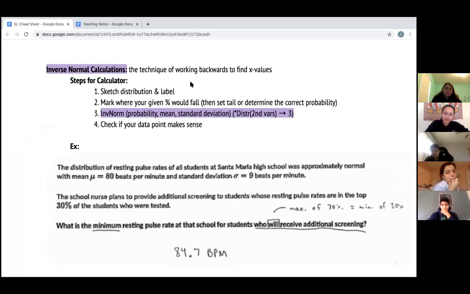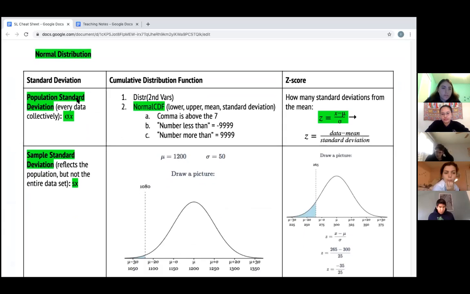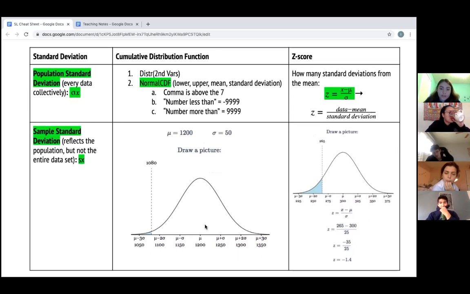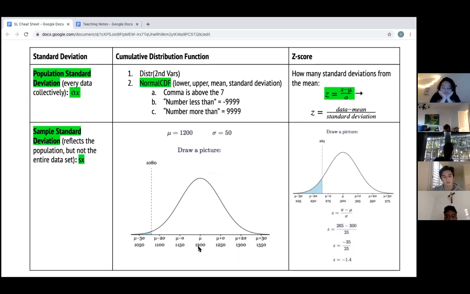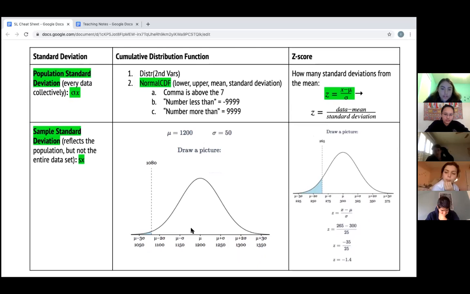Can you go to your normal? Okay, so now we have normal distribution. Standard deviation is pretty self-explanatory, but it's basically how far away something is from the middle or the mean. As we can see in these pictures, this is 12,000, right in the middle, so that's the mean, and then each space is plus or minus 50 away from that. So everything is based around this 12,000 right here.